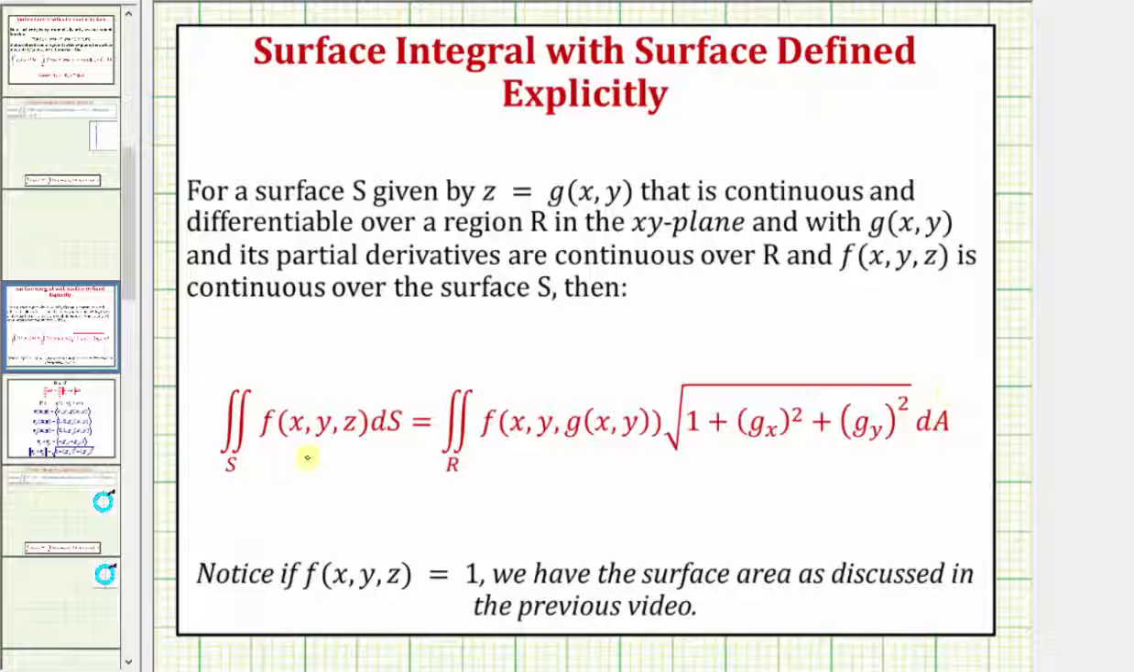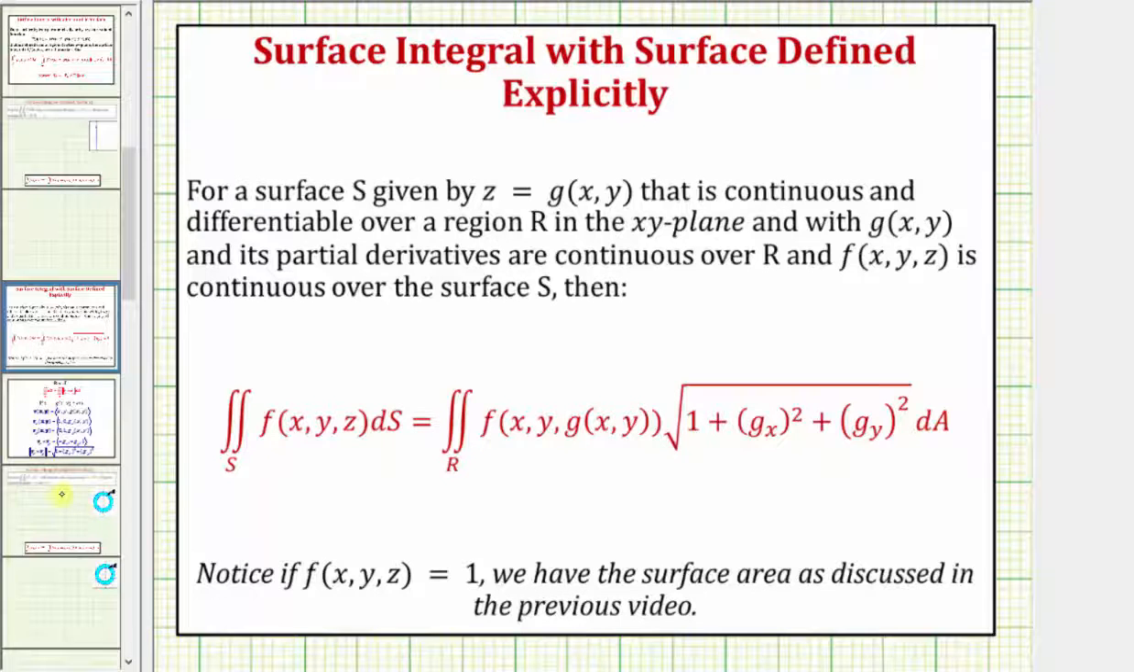So notice how, to evaluate the surface integral over the region R, we need to write the function f of x comma y comma z as a function of x and y by replacing z with g of x comma y, and then differential S equals the square root of the quantity 1 plus the sum of the squares of these partial derivatives, differential A.